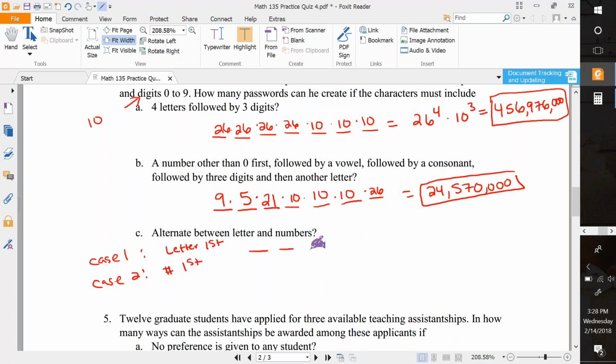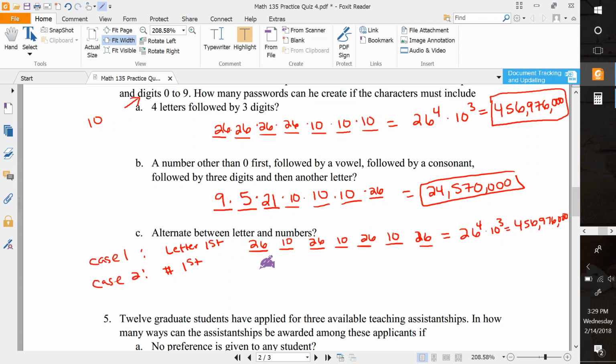So we have a 7-digit code. So 1, 2, 3, 4, 5, 6, 7. If you go with a letter first, that would be 26, then a number, then a letter, then a number, then a letter, then a number, then a letter. That ends up being 26 to the 4th times 10 to the 3rd, which we already know is 456,976,000.